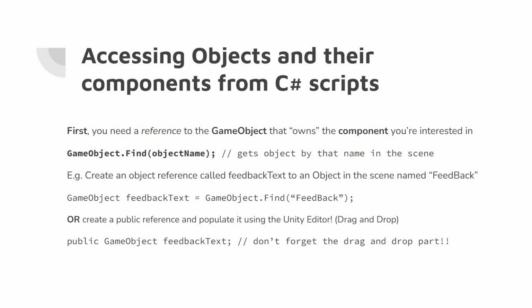The other way is our drag and drop approach, where inside our script we have a public game object, maybe feedback text, and we don't bother to do game object.find. Instead, because it's public, we can drag and drop it in the Unity editor. Does everyone remember that part? So we have two ways of doing it. Ultimately, there's a game object reference to whatever that text is that we want to work with, feedback text, where we want to put the text. So that's a game object.